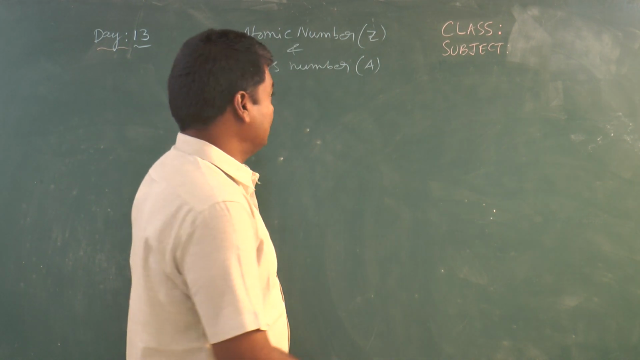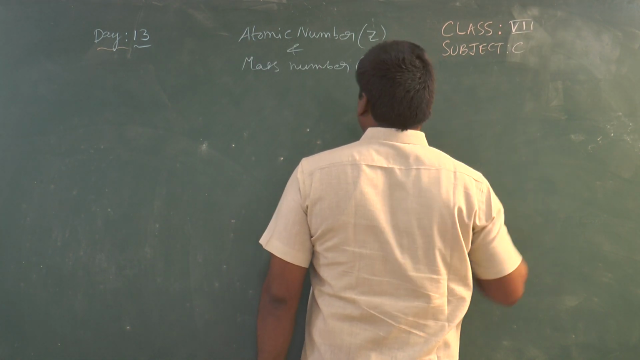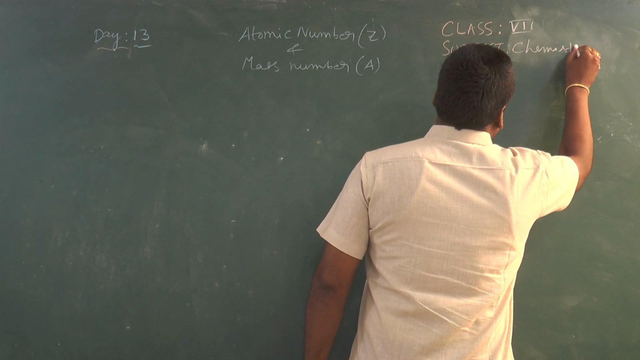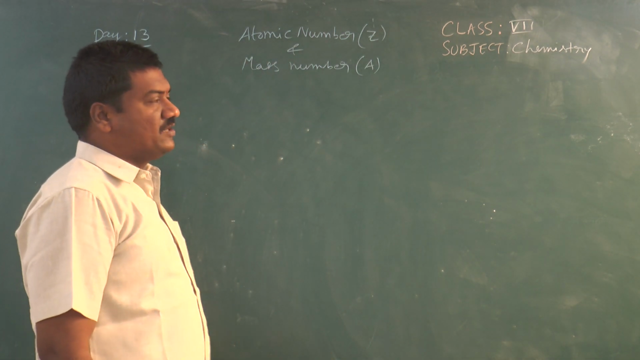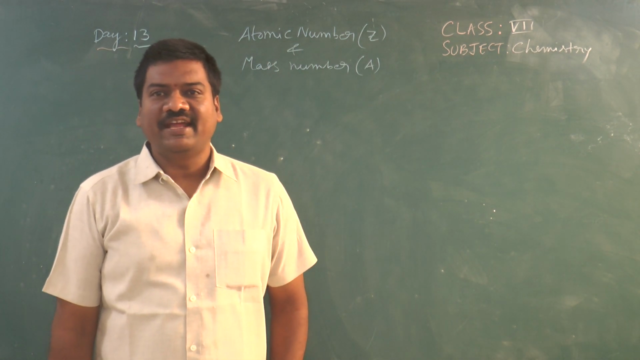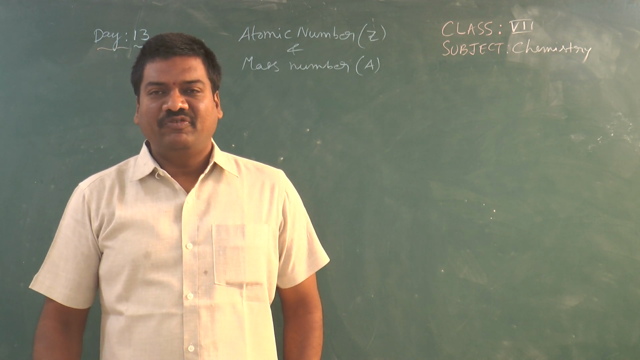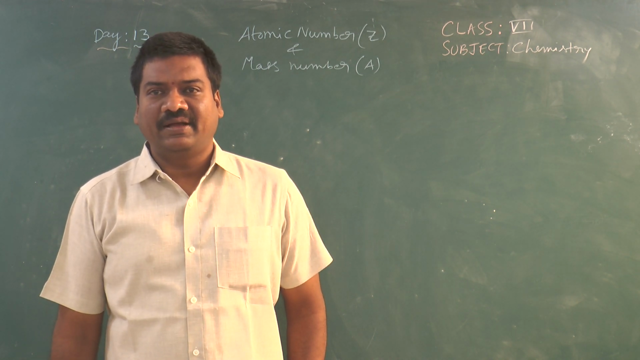For class 7 students, today's topic is atomic number and mass number. In the previous class, we discussed how many types of subatomic particles there are in an atom. Before, we discussed electrons, protons, and neutrons present in the atom.